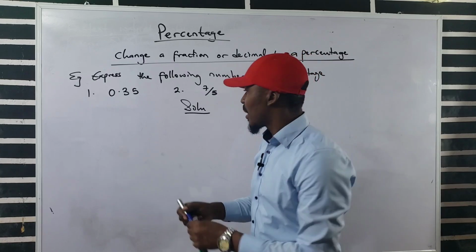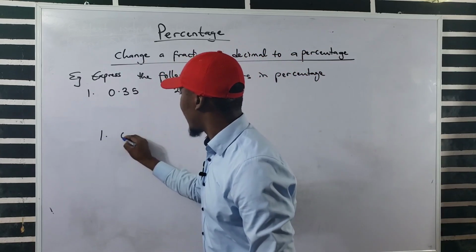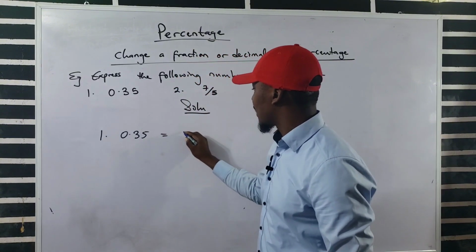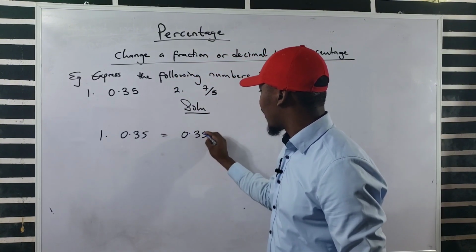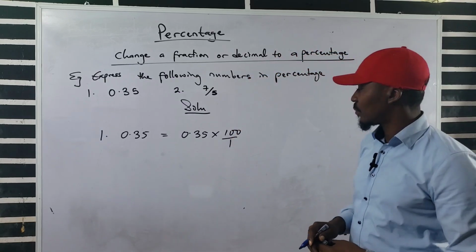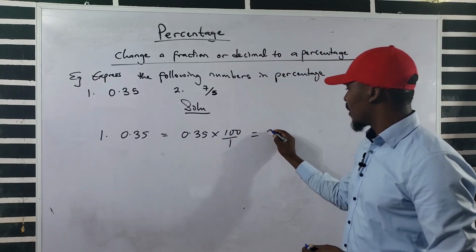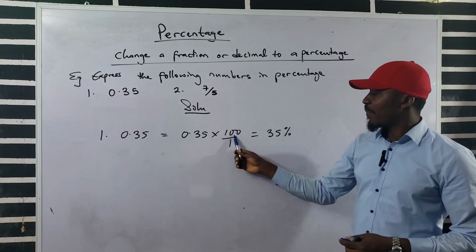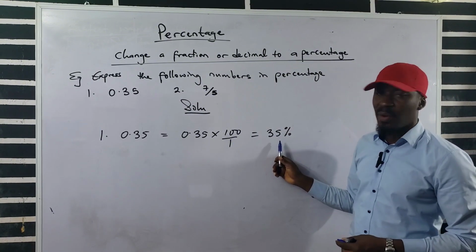What do I mean? Number one, if I have 0.35, all I need to do is to write it as 0.35 times 100 over 1. So that will give me 35%. Okay, so when I multiply by 100 over 1, I will not include my what?